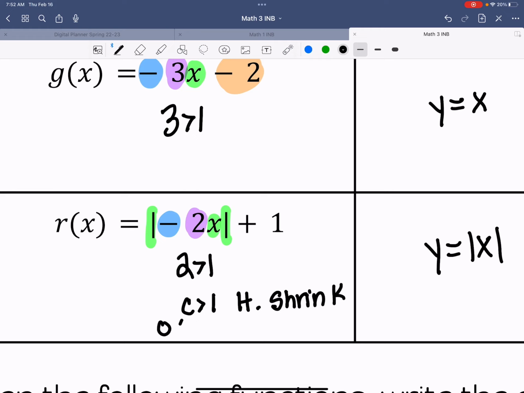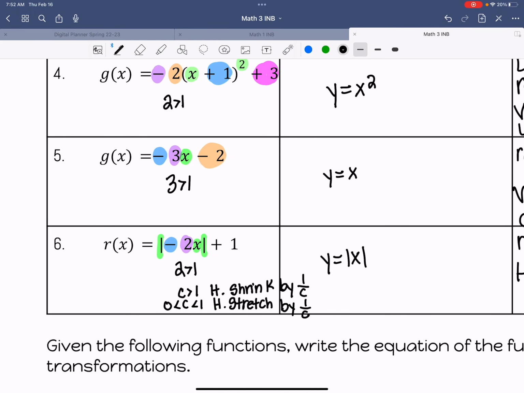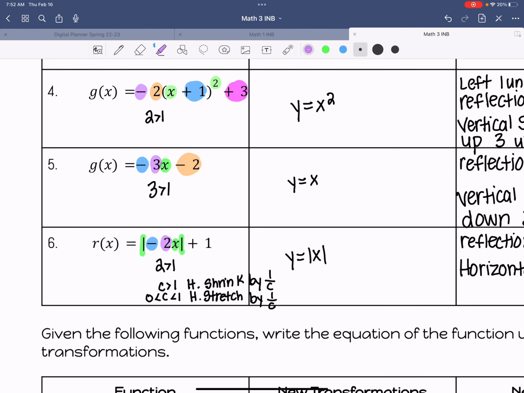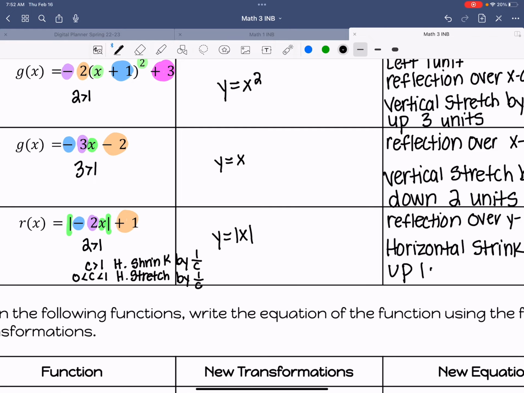And then if it's between 0 and 1, it's a horizontal stretch. And you do the reciprocal value. So this would be by 1/c for that one, just depending on that particular number. All right, and the last thing that we have is plus 1. So that's going to make me go up 1 unit.